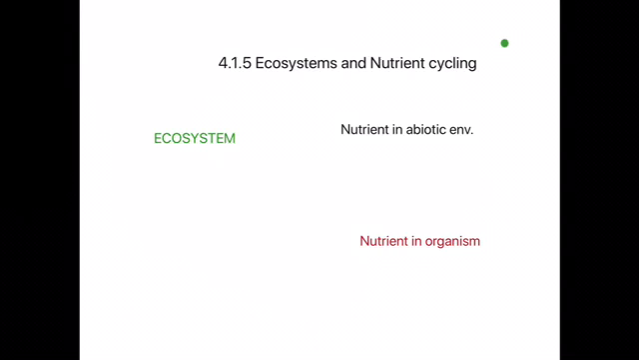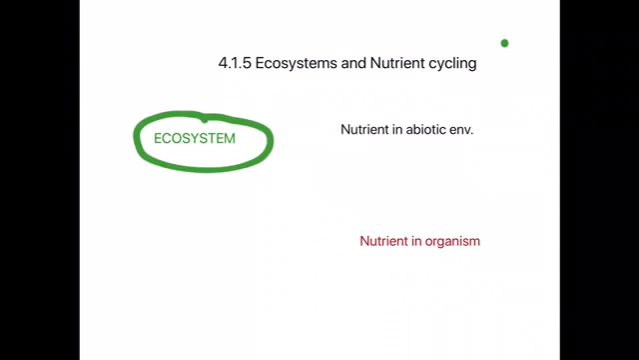Today we're going to talk about ecosystems and nutrient cycling, which is our second part of 4.1 in Biology Unit 4. We'll start with ecosystem and what the definition of an ecosystem is. An ecosystem is basically a community interacting with their abiotic environment.